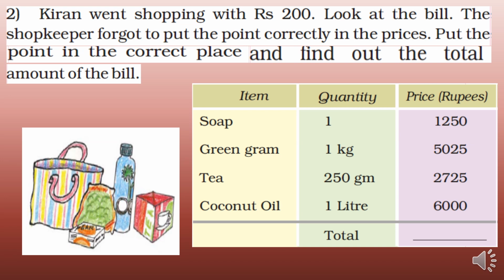See, soap 1 quantity cannot be 1250, it should be 12.50. Green gram 1 kilogram should be 50.25. Tea 250 gram should be 27.25, and coconut oil 1 liter should be 60.00. So if we total it, we will get 150 rupees. So out of 200 rupees, she had 200 rupees and the total amount of the bill is 150.